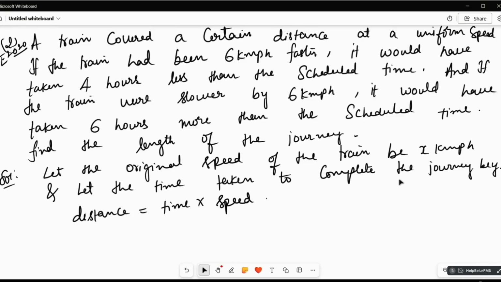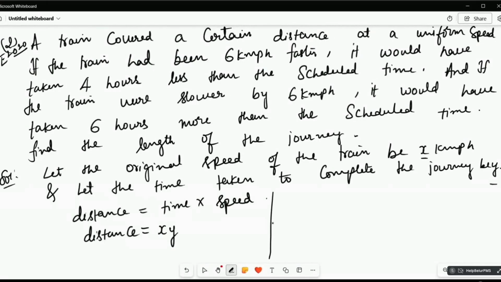Okay, listen. When it is at the original, regular speed, we have taken speed as x, and time taken for that as y. So total distance traveled is equal to time into speed. So distance is equal to x into y. Total distance traveled is x into y.